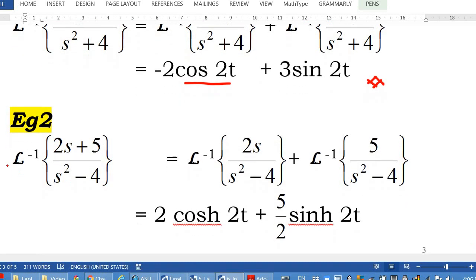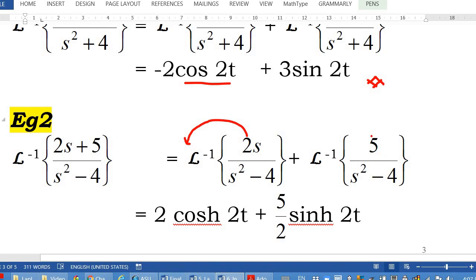The second one, the inverse Laplace of 2s plus 5 over s squared minus 4. Again, break the numerator into 2 functions. So you have the inverse Laplace of 2s over s squared minus 4, plus the inverse Laplace of 5 over s squared minus 4. Then factor out 2, so 2 times the inverse Laplace of s over s squared minus 4. This is hyperbolic cos 2t. And then this is 5 over s squared minus 4.